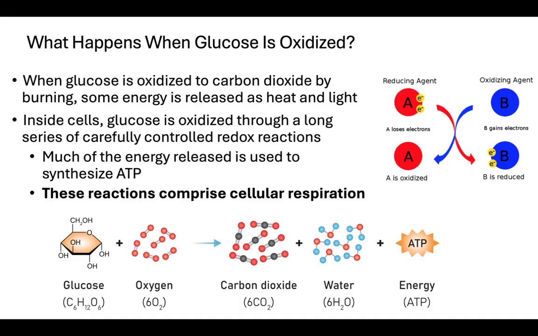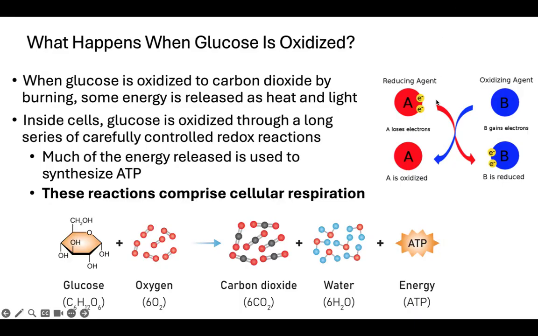When this happens out in the environment, let's say we take glucose and we burn it, we know that we're going to see energy released. We're going to feel the heat and see the light. But that's a little bit different from what happens in the cells. The cells are going to use it differently to produce the energy that they need. So inside our cells, glucose is oxidized, and it's a long process. We're going to see that through four steps.